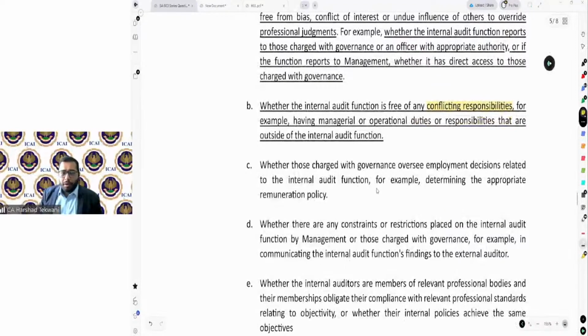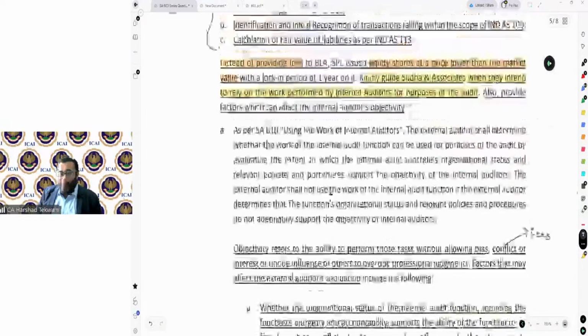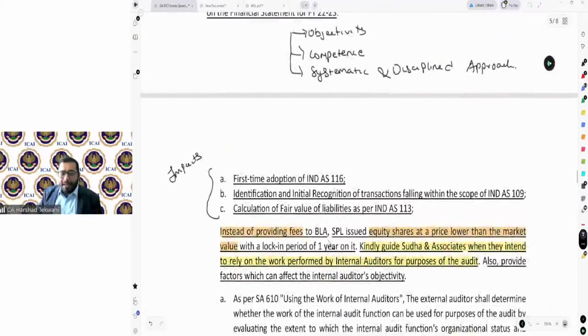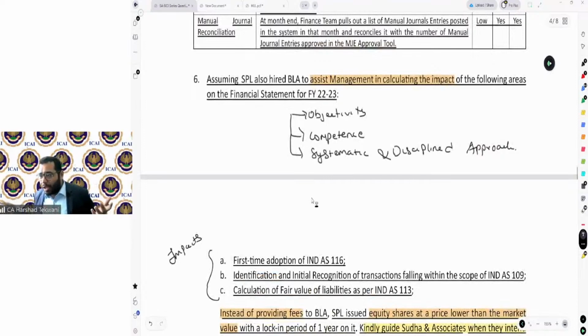Then, whether those charged with governance oversee employment decisions relating to the internal audit function, for example, determining the appropriate remuneration policy. So in the current case, SPL is issuing equity shares. Then who is looking after the hiring process? Whether to hire BLA, Borderline Advisories, or whether to hire anyone else? How much amount to pay? Who is taking all those decisions? Whether the management is taking those decisions or those charged with governance?